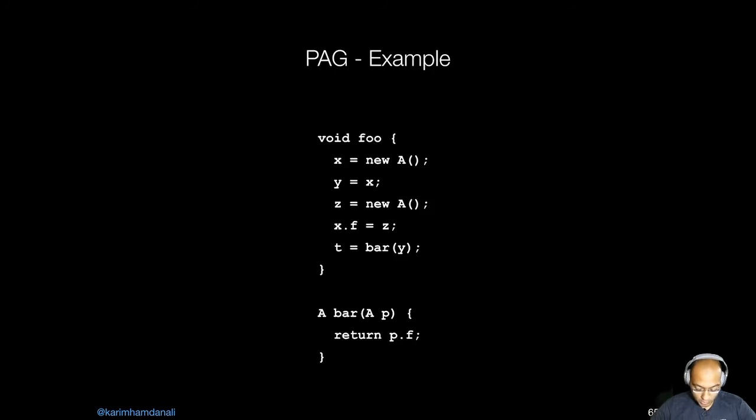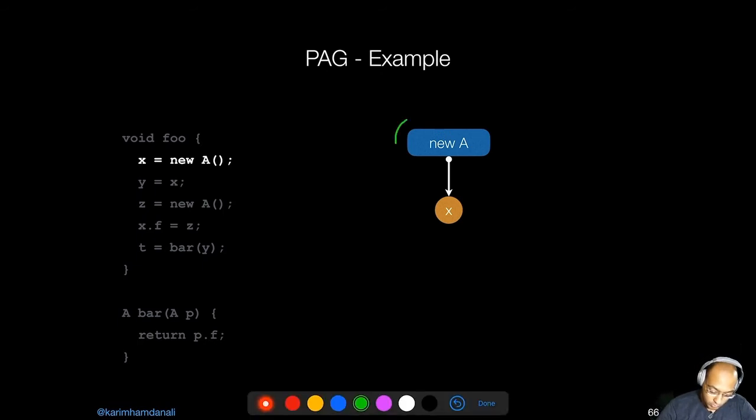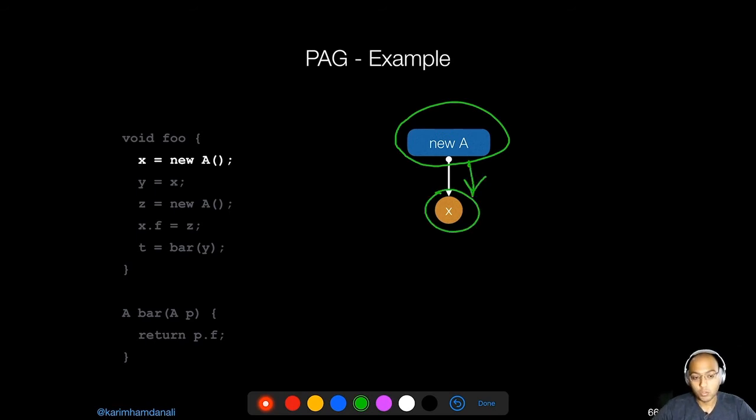All right then, so let's actually build this pointer assignment graph for an example code. So we have this piece of code here, method foo, a bunch of constructors, a bunch of assignments, a bunch of field reads, and a method call, and then a method bar that is being called from method foo. So the first statement is going to be x equals new A. So we're going to create an alloc node, new A, a var node x, and we're going to have an alloc edge that joins between them.